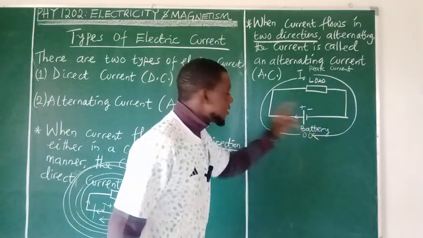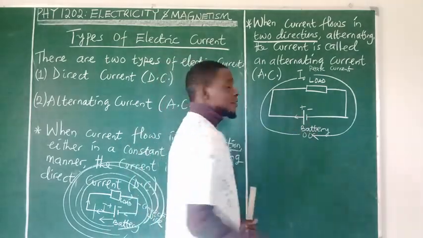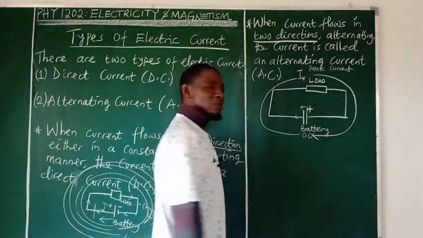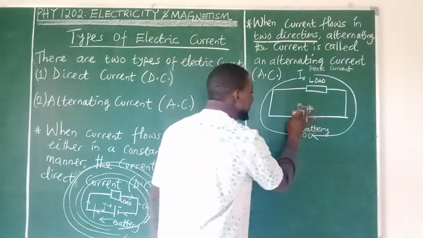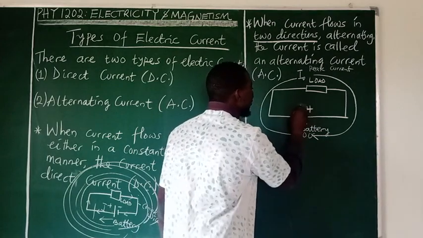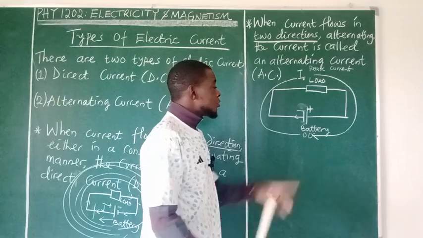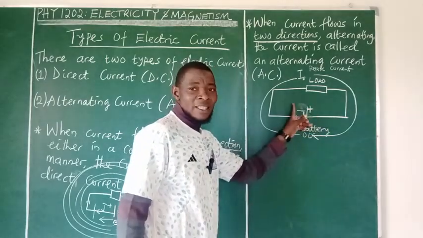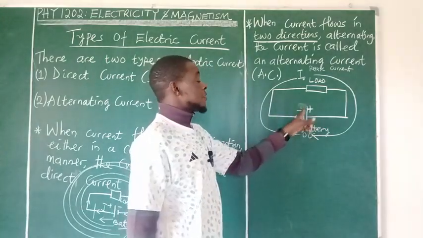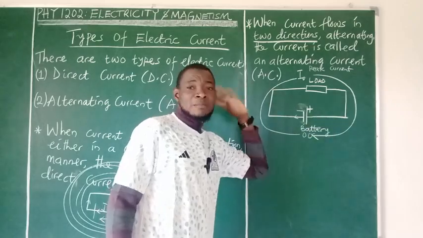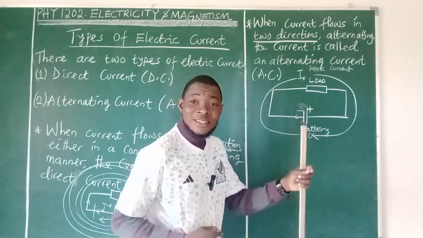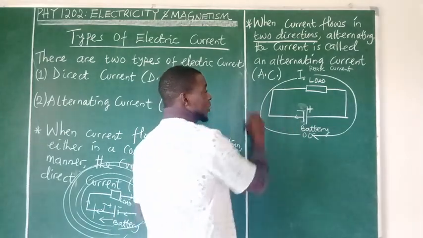Now, upon reaching this negative terminal, it will automatically become positive. It will become the positive terminal, and then the positive terminal that you had initially will now become the negative terminal. So there is alternation in the terminal. The terminal that was initially positive becomes negative. The one that was initially negative becomes positive. When this happens, the current reverses direction. It will not flow in this direction again.